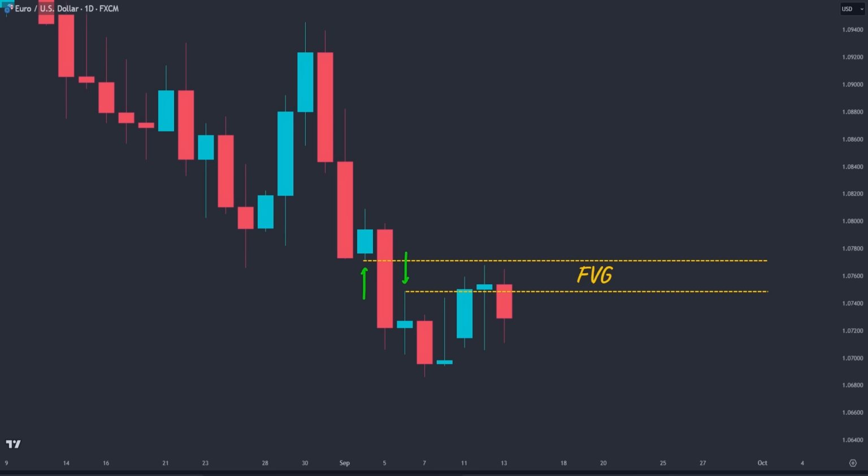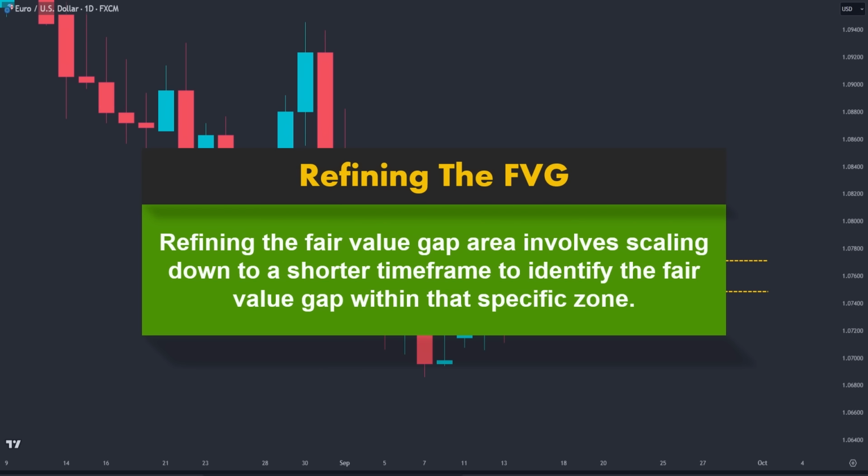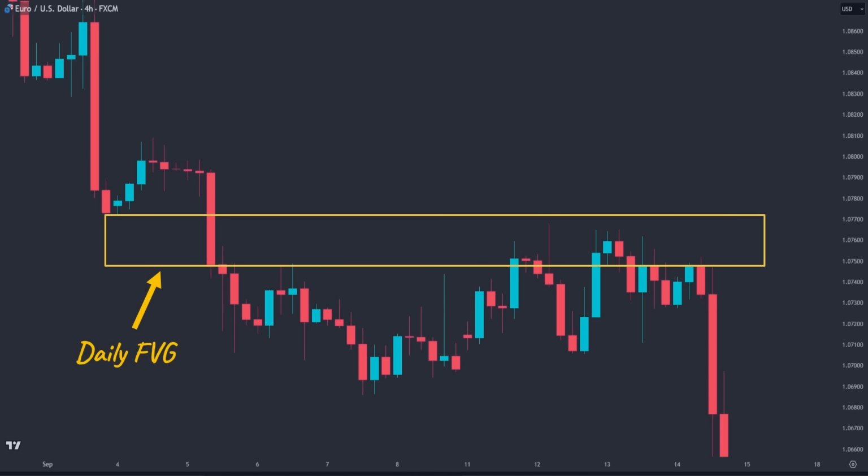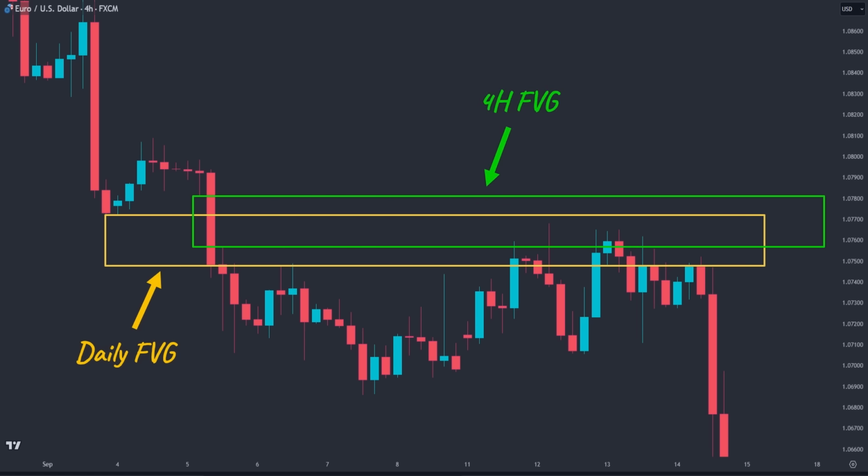So that's when the concept of refining the fair value gap area comes in. Refining the fair value gap area involves scaling down to a shorter time frame to identify the fair value gap within that specific zone. For example, if we zoom into one time frame lower, which is the 4 hours chart, we can see that we have a fair value gap area in that time frame as well. Although our FVG area did not get any smaller this time, we have identified a zone where the daily and 4 hours fair value gap overlap, which makes it a powerful area to look for short entries.